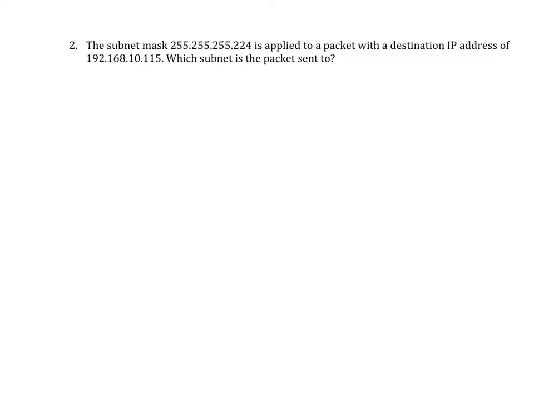Okay, here's a subnetting example problem. It gives you an IP address and the subnet mask, and it asks, what subnet is this packet on? What we're going to do is note, first of all, that with a 192 in the first byte, that implies a Class C network.